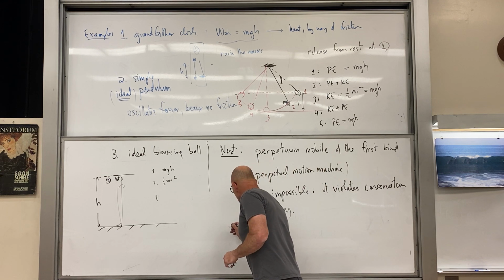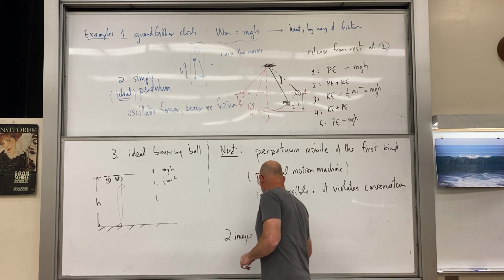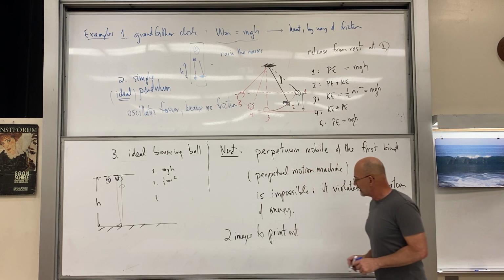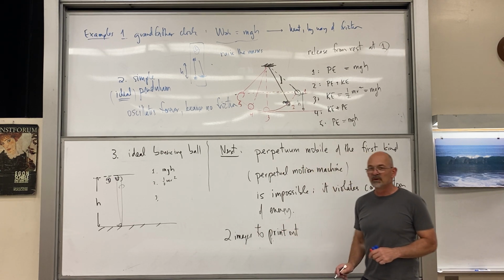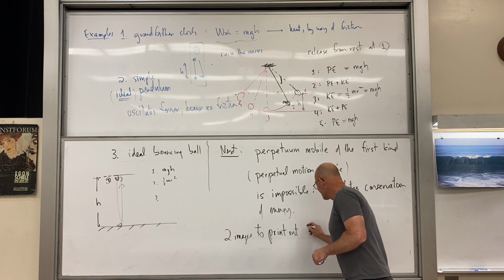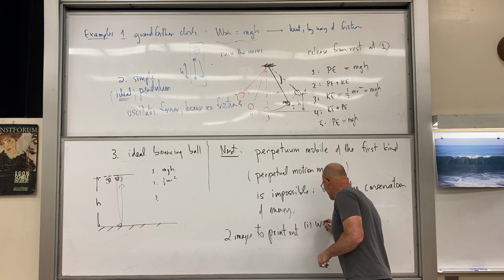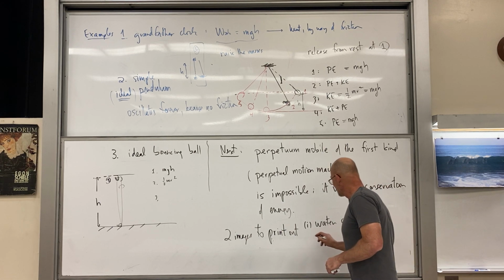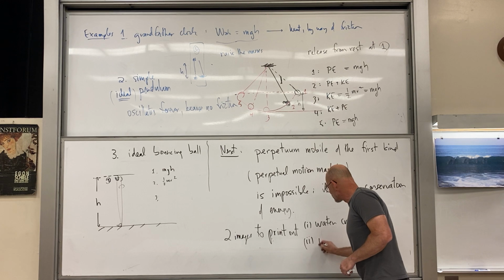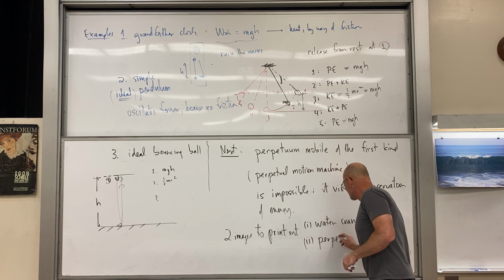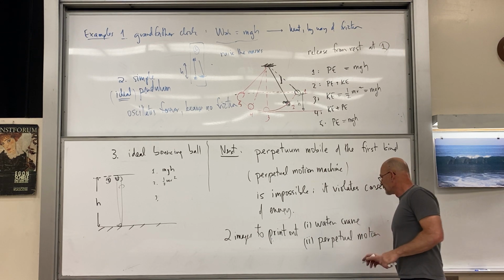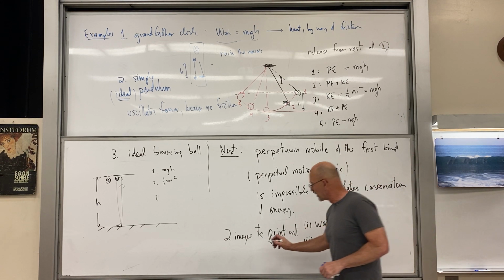So I have two images to print out, and I'm going to send them to you. I'll email them to you, and you can print them out. One of them is called Water Crane. And the second one I think is titled Perpetual Motion. Have to check that. But you want to print them out and add to your notes.